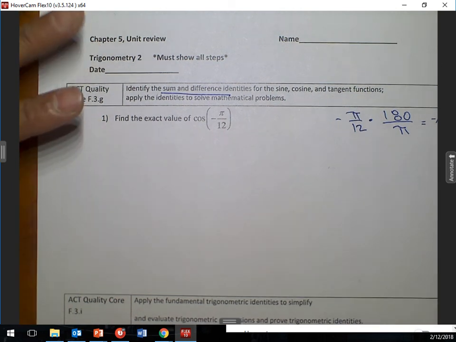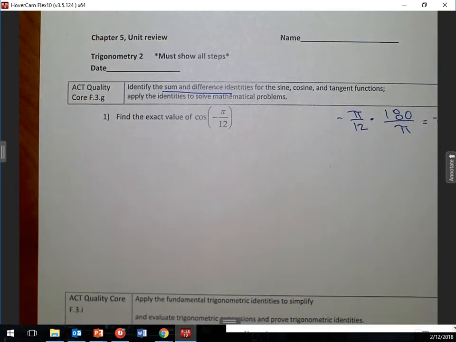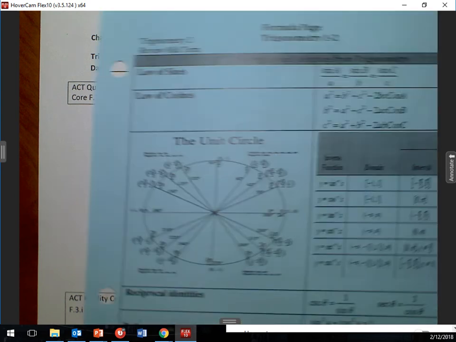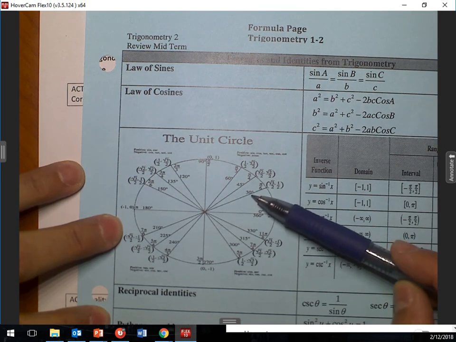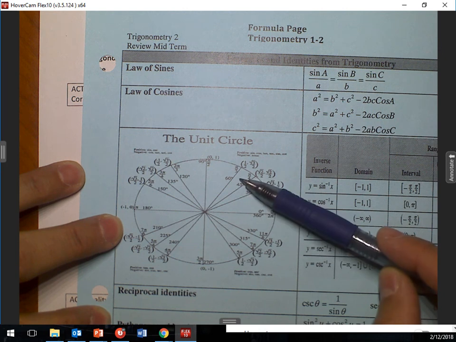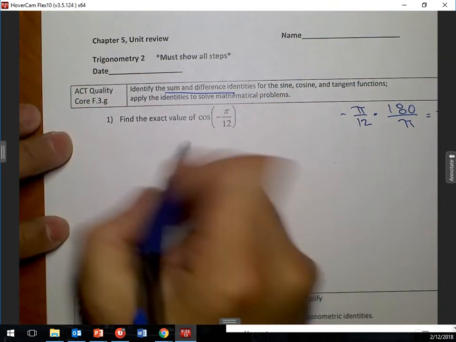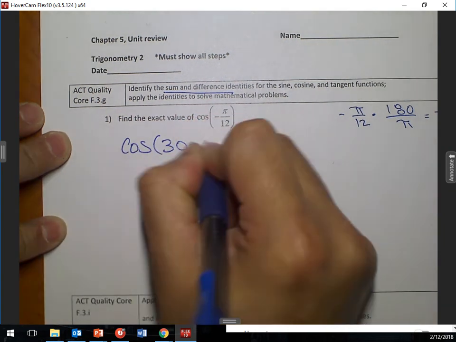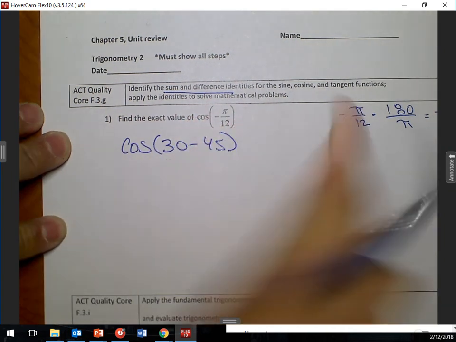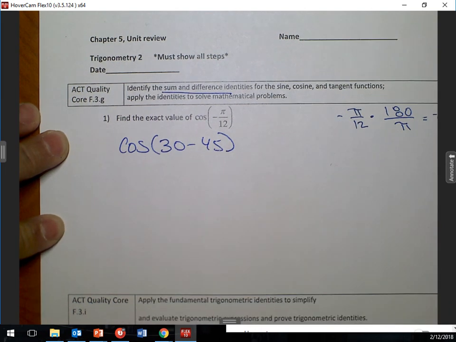So to get negative 15, I'm going to use my unit circle using addition or subtraction. So easiest ones: 30 minus 45. Yeah, very good. So 30 minus 45 is going to give me a negative 15 here. So I'm looking for the cosine. So it's going to be the cosine of 30 minus 45, and that's going to give me my negative 15 degrees that I'm looking for here.